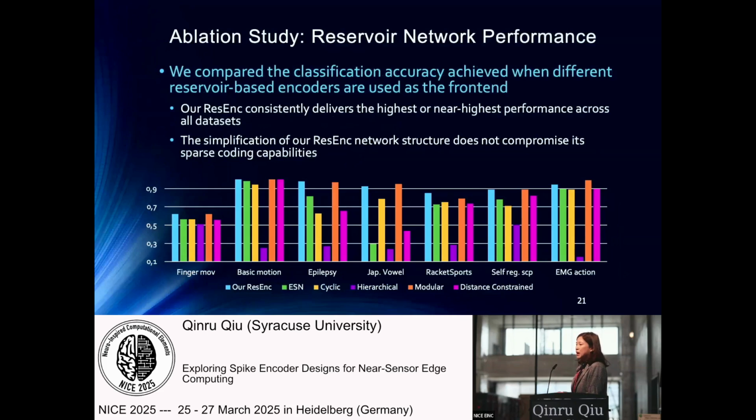And this chart compares the performance when they're used as the encoder. The performance is again measured by the classification accuracy. The blue bar is our reservoir encoder, and all the other bars in other colors represent the performance of other reservoir models. As we can see, even though we used a simplified architecture, the capability of our encoder in terms of preserving the temporal and the spatial features does not degrade compared to other models.